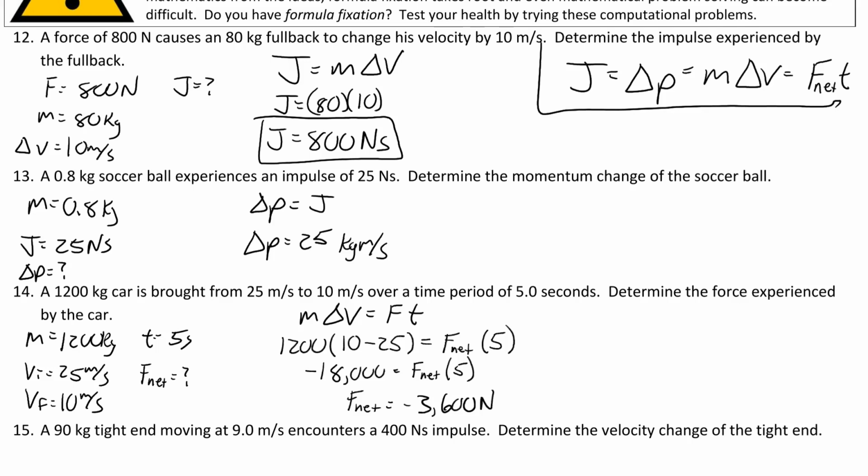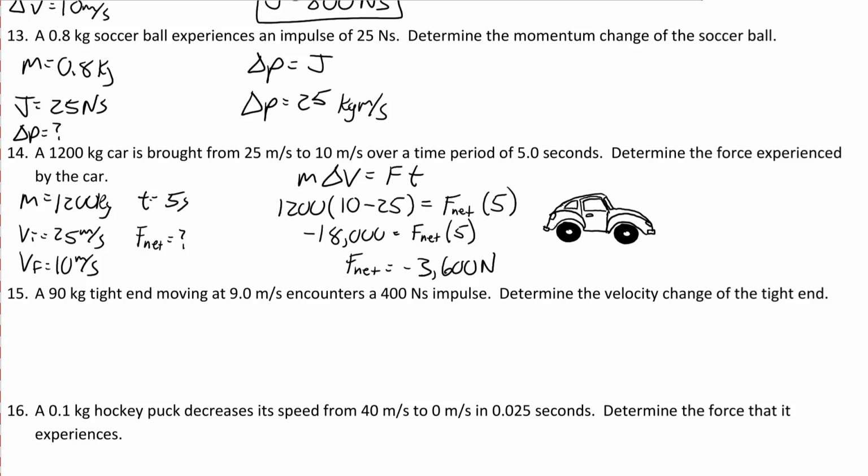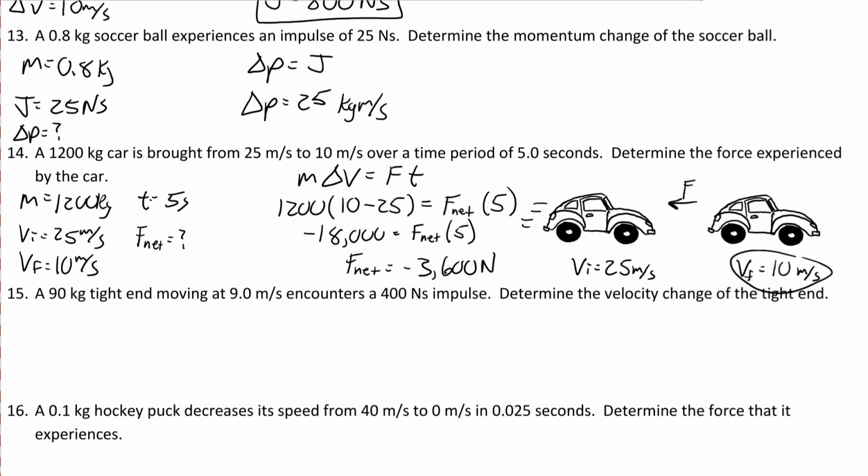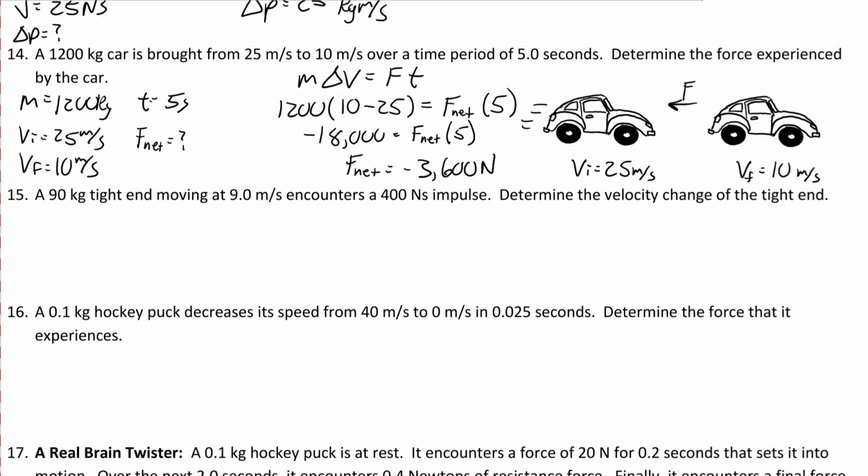So if you think of your car, I'm going to try to draw a nice car. Okay, so there's the car, and you have an initial velocity of 25 meters per second. So it's moving pretty fast. But now it's coming to a stop. Oh no, it's just slowing down to 10 meters per second. So the final velocity is 10 meters per second. And in order to slow down, what direction did you have to exert your force? Your force must have gone in the opposite direction. They're slowing you down to only 10. Very nice, very nice.